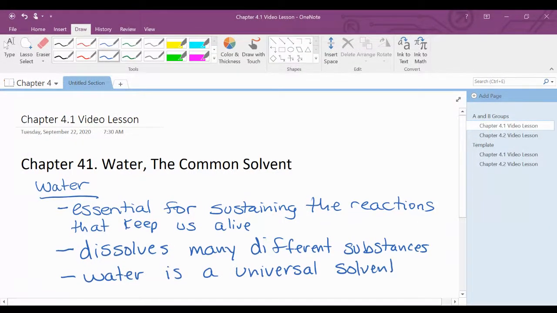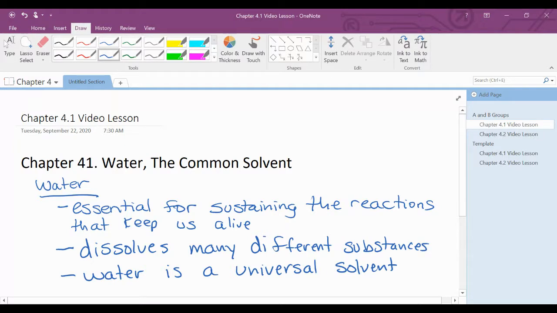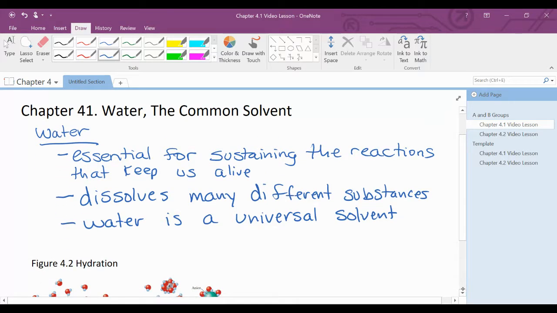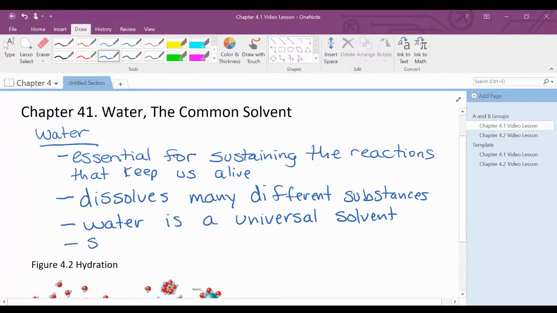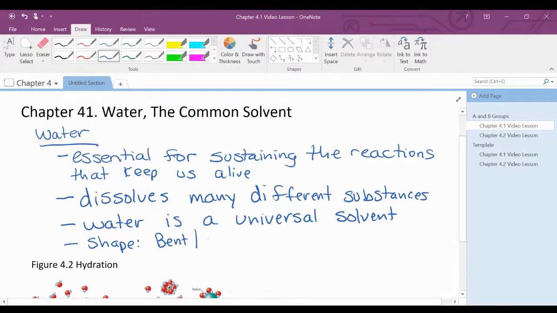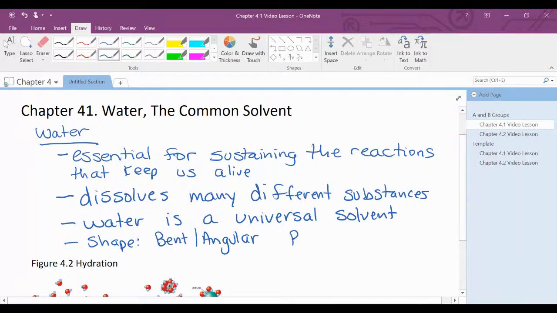So if you remember back to Chem 1, first year Chem, a solution is made up of a solute and a solvent. The solvent does the dissolving, and so water is a universal solvent because it can dissolve many different substances. The other important part about water is its shape. Its shape is that it is bent or angular. And its polarity, it is polar.